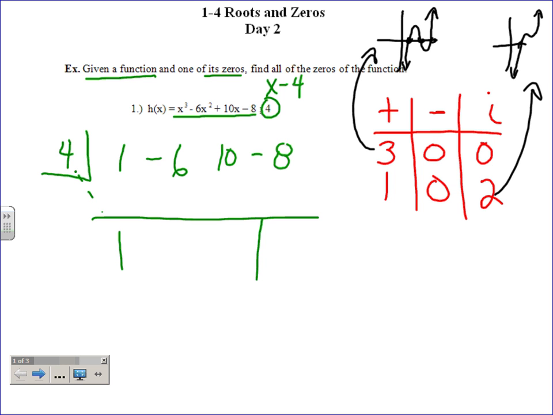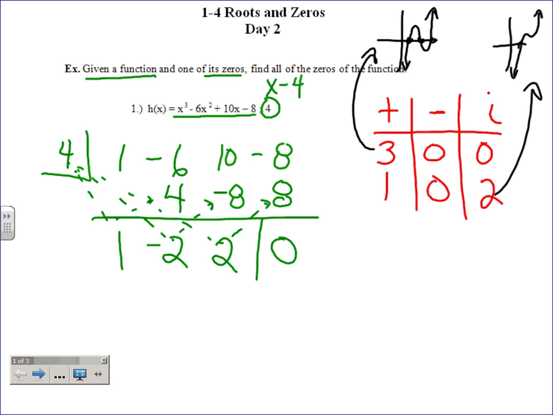And then the splash effect. So 4 times 1 is? It's not a trick question. 4. Do you change your signs in synthetic? No. So it's a -6 and a +4. -2. -8. And you already told me you don't change your sign. So 10 and a -8 is a 2. Is this going to work out? Let's find out. 8 goes right there. Aha. Remainder of 0.